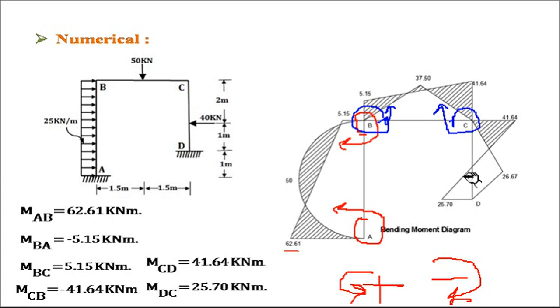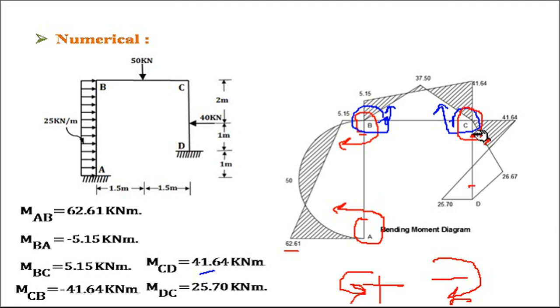Now the next moment, in member CD, is 41.64. As it is plus, that is anti-clockwise. So keep the pen nearer to C along the member CD, and rotate the joint C in anti-clockwise direction and cut the member once. So this moment 41.64 is lying on the right hand side of the joint C.